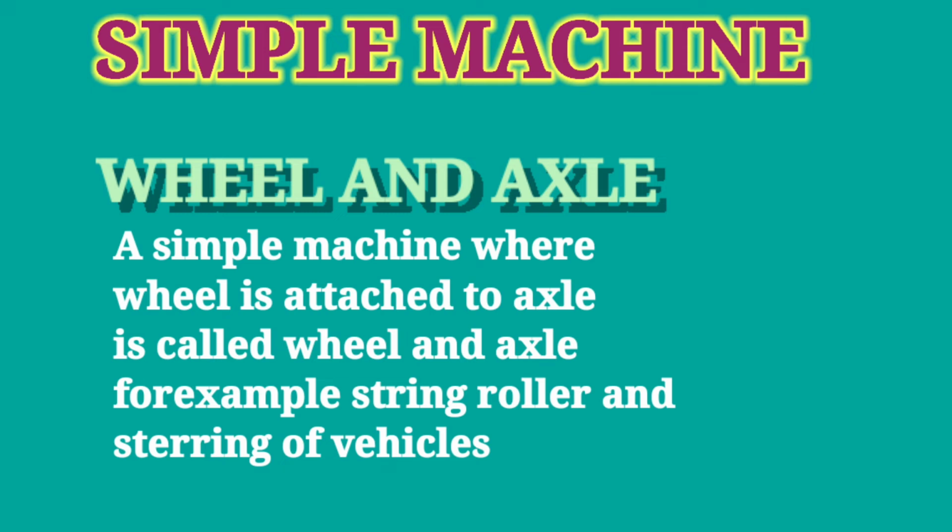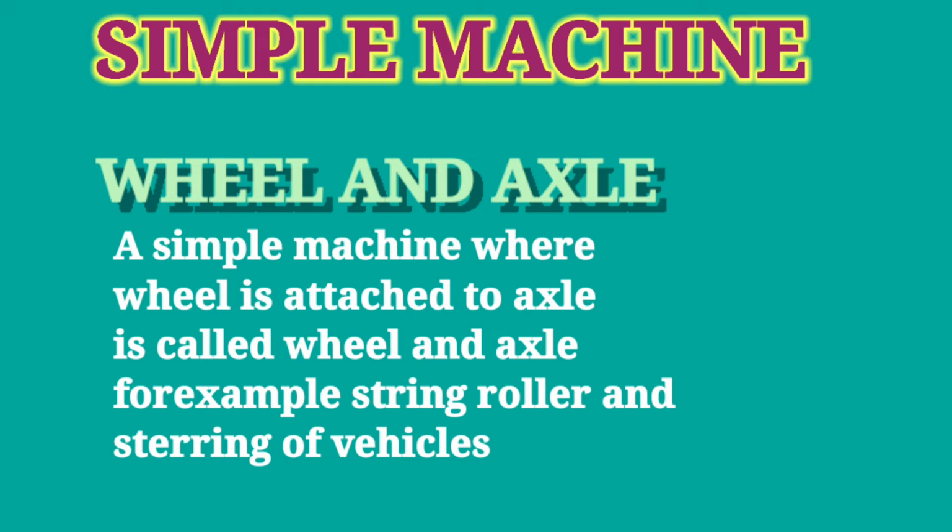Another example is the steering of a vehicle. You have seen the steering of a vehicle, which consists of two parts: one is the wheel, another is the axle. So that is also an example of wheel and axle. Let me revise it once. A simple machine where a wheel is attached with an axle is called wheel and axle, and examples are the string roller and the steering of a vehicle.